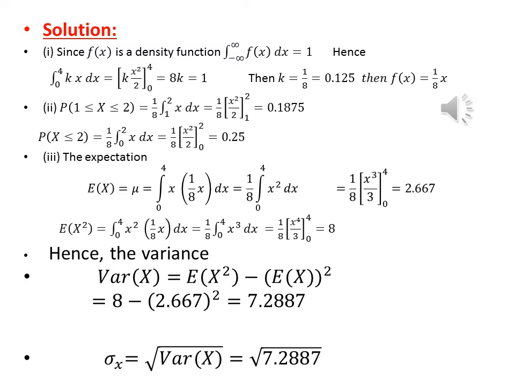So substitute to get the variance. The variance is equal to E of x squared, which is 8, minus E of x all squared, 2.668 squared, and with the difference we get the variance. What is the standard deviation? The standard deviation is the square root of the variance. With the square root we get the standard deviation.